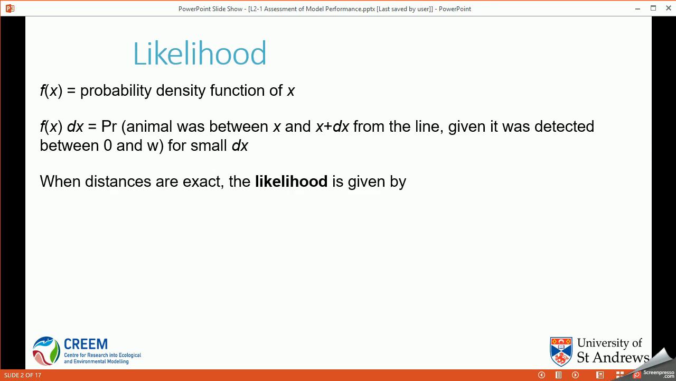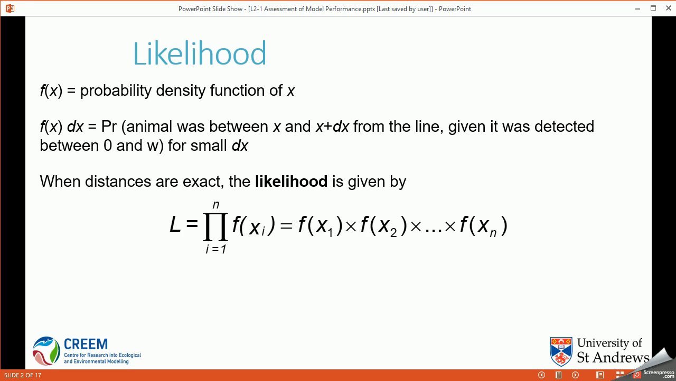Now, when distances are exact, as in when we have data in which we record the exact distance to things we detect rather than just the bin or interval in which the distance fell, the likelihood has a nice easy form, and it looks like this. So L is the likelihood, and it's made up of a product over all animals. So we've got animal number i equals 1 to animal number i equals n, where n is the total number of animals we detected. This symbol here means product of. And we've got the product over these probability density functions f of x_i, where x_i is the distance of the ith detected animal. So this thing here is just shorthand for this product on the right hand side here.